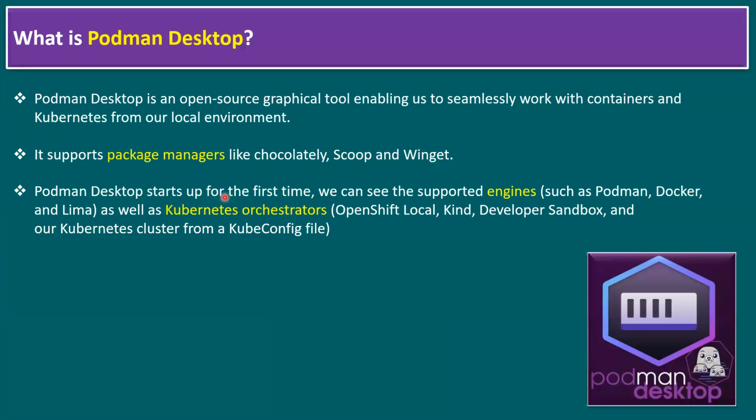When Podman Desktop starts up for the first time, we can see the supported engines such as Podman, which is also one of the container engines, and Docker, which we are very familiar with, and Lima. It also supports the Kubernetes architecture. For Kubernetes orchestrators, we can use OpenShift Local, kind, and Developer Sandbox, and also our Kubernetes cluster from a kubeconfig file. If you are using any other Kubernetes cluster, you can utilize it using a kubeconfig file. Okay, so this is the overview of Podman Desktop.